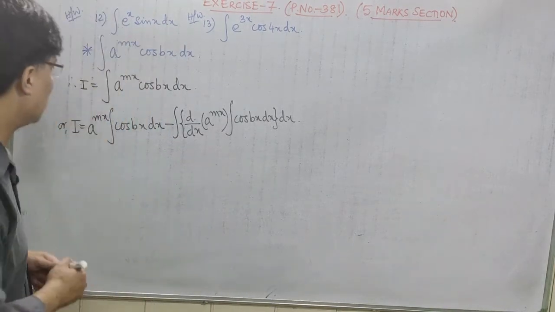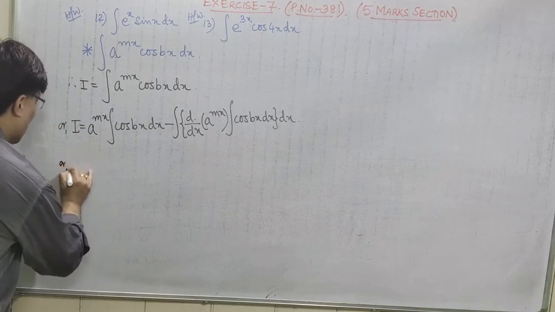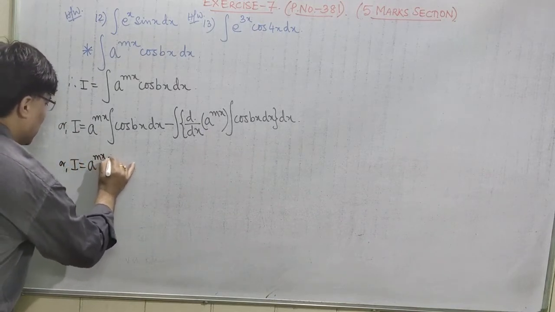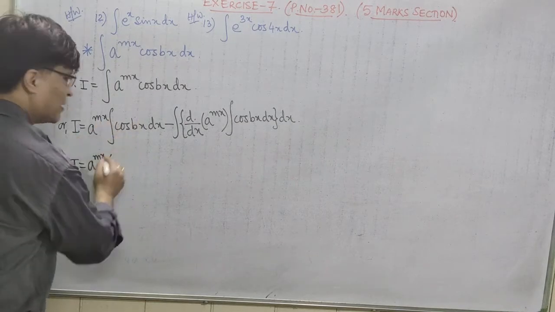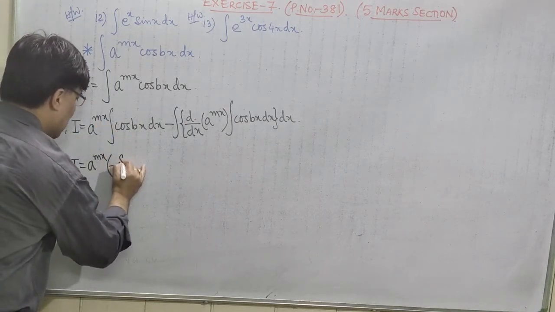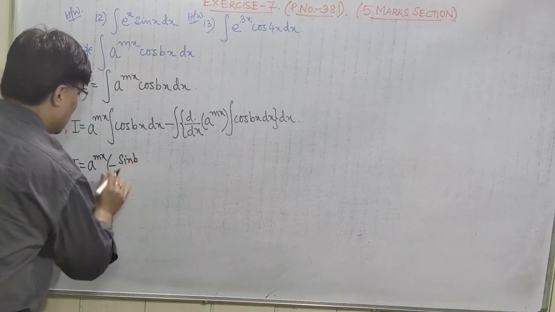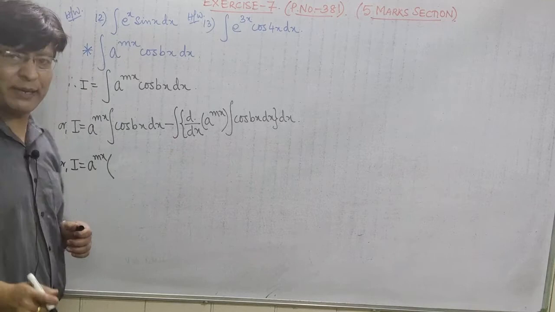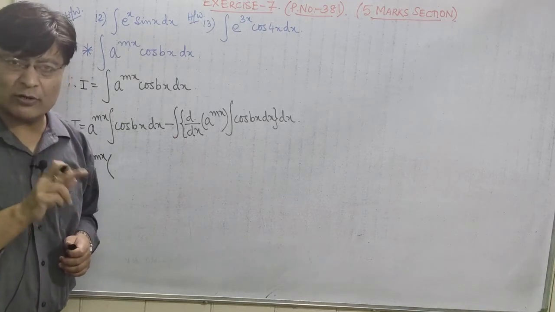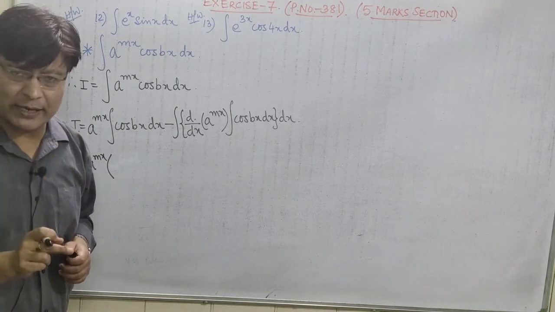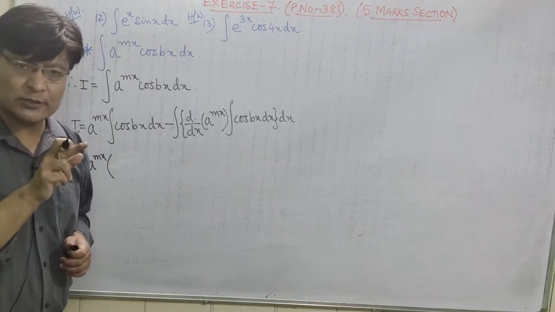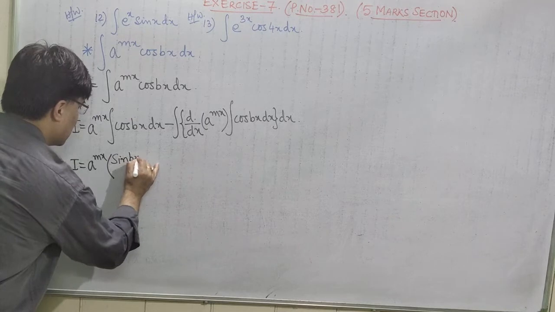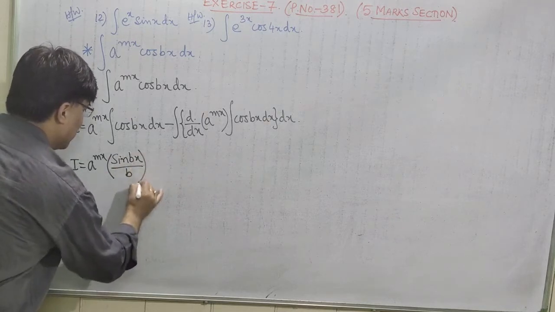So now next, let us simplify it. I is equal to a to the power mx into, what is the integration of cos bx? It will be sin bx divided by b. What is the integration of cos mx? It is sin mx divided by m. That is, the differentiation of which function is cos bx? It will be sin bx divided by b.